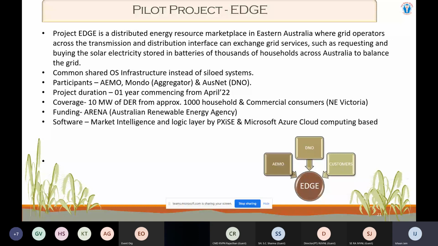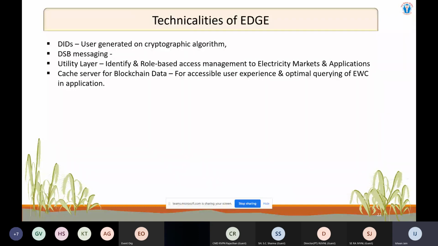Any user, as I earlier told, in Paytm, PhonePe, you can generate your own identity, and these are digitized identifiers. A user can generate an identity based on a cryptographic algorithm. This is an open source infrastructure. With DSB messaging, you can give unicast messages or multicast messages. It means if you are intending a particular consumer or a particular consumer base, you can give the message to them, or to the whole set of connected stakeholders.